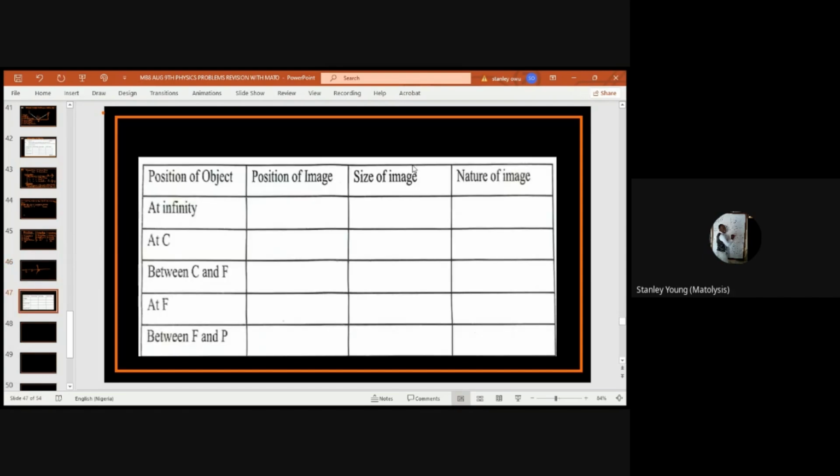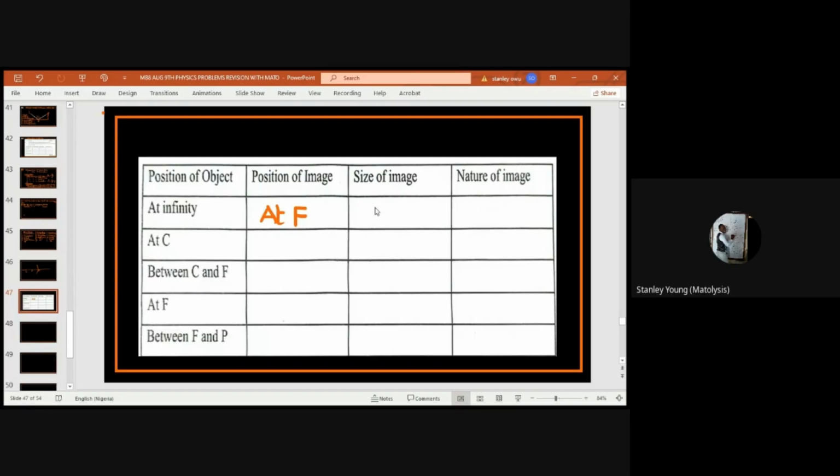So filling this table wouldn't be a problem if you understand how to draw ray diagrams. Position of object here at infinity. What would be the position of the image? Oh, I didn't talk about that. When you position an object at infinity, the image is going to be formed at what? F. This is formed at F. Or you simply say at F, following the way they presented theirs. F being the principal focus.